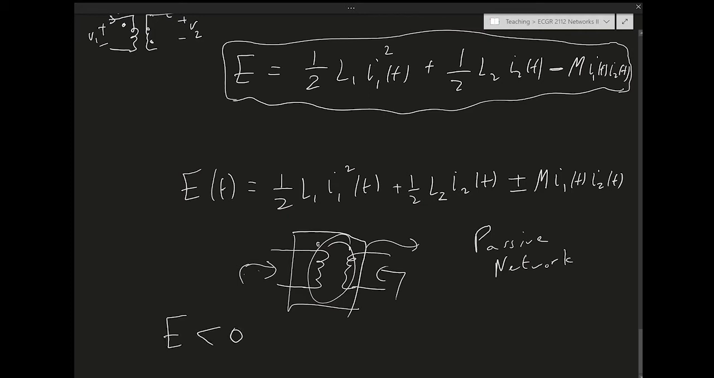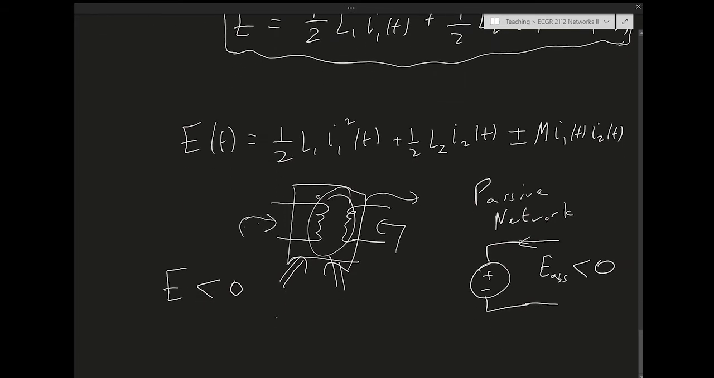What does E less than 0 mean? It means that this box here generated energy and provided energy beyond itself, right? So typically a generator, something like a source that generates energy, the energy that it absorbs is less than 0, right? It's negative because it's not absorbing energy, it's generating energy. This being a passive circuit and not a generator, it cannot generate energy. At any moment in time, E of t has to be larger than 0.